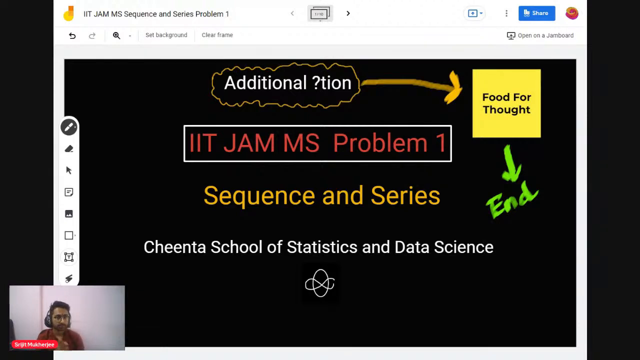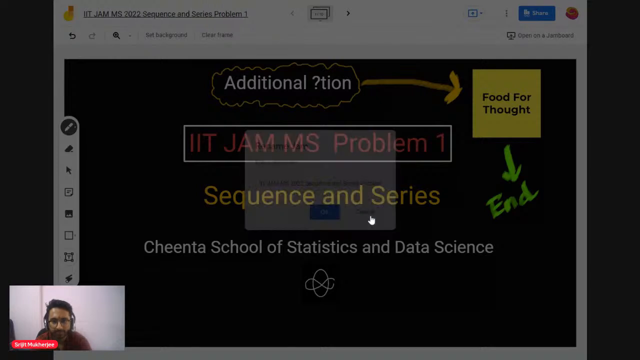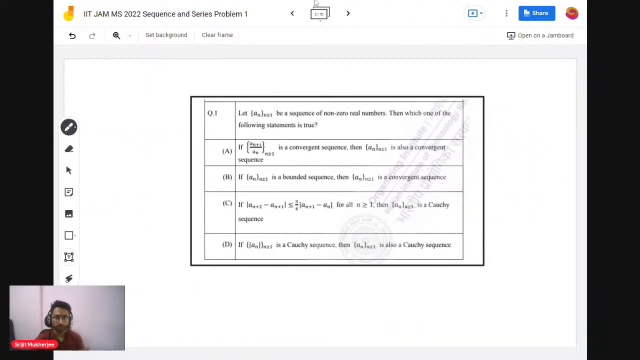So today we'll be discussing problem number one of IIT JAM this year. I forgot to write 2022 over here, so let me write it down. So it's 2022, and now let's solve problem number one. It's a beautiful problem. The depth of the problem is in the options, okay? And you will see we need a lot of mathematical jugglery to understand and know the proofs of this problem.